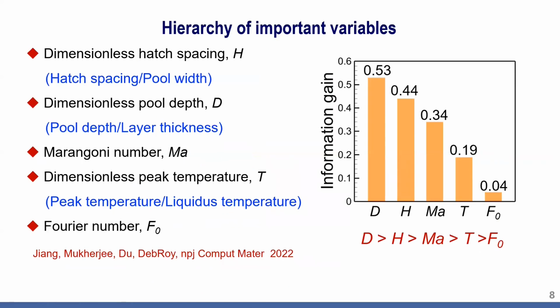And one other benefit we get is that we can figure out the hierarchy of important variables. Dimensionless hatch spacing is hatch spacing by pool width. Dimensionless pool depth is pool depth by layer thickness. Marangoni number is the ratio of the transport by Marangoni force divided by the diffusive transport, and dimensionless peak temperature is the ratio of peak temperature to liquidus temperature, and Fourier number, which is the ratio of the heat transported by conduction by heat stored in the specimen.